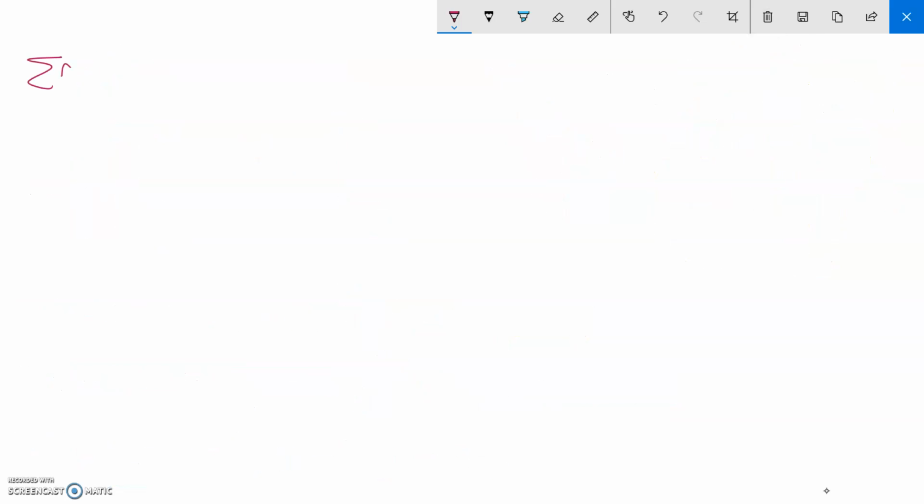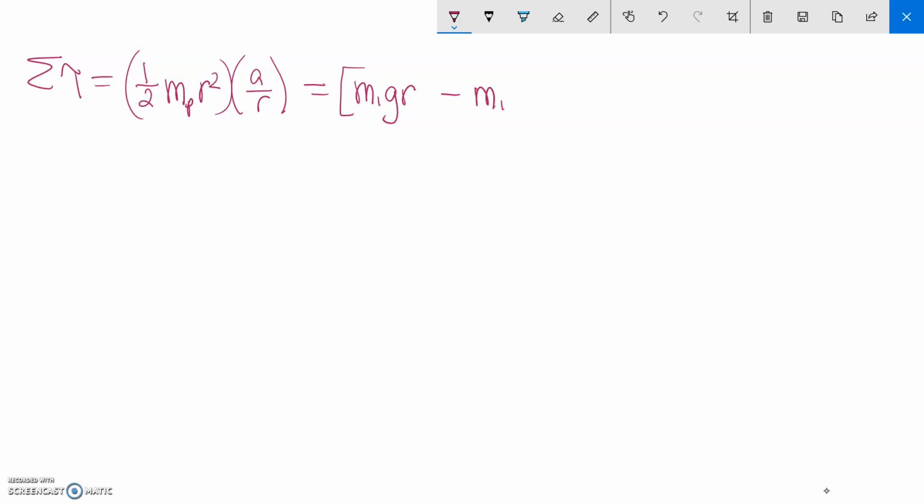Okay, so my net torque. I is, this is the cylinder or a solid disc. So I is 1/2 mass of the pulley times r squared. And alpha is a over r. And that equals Ft1, which I'm going to sub that in. It's m1g. And I'm going to distribute the r right now, times r minus m1a times r. Okay? And I'm going to subtract this, Ft2 times r.